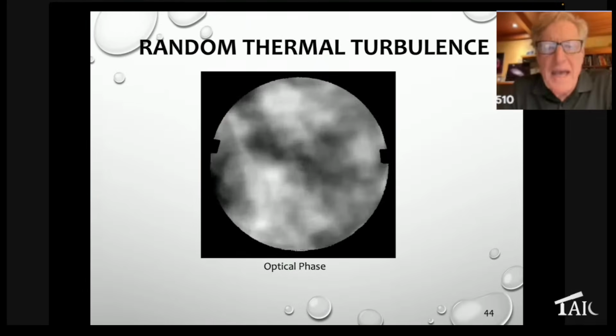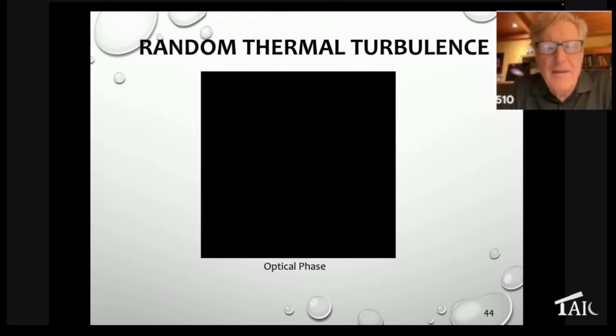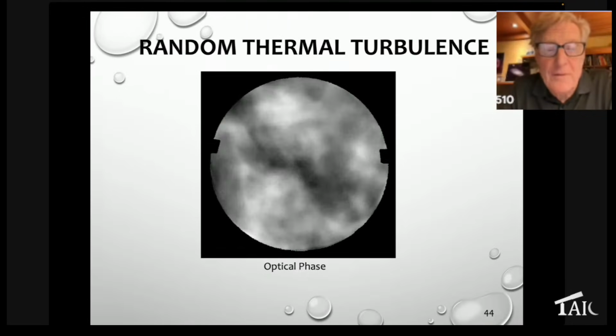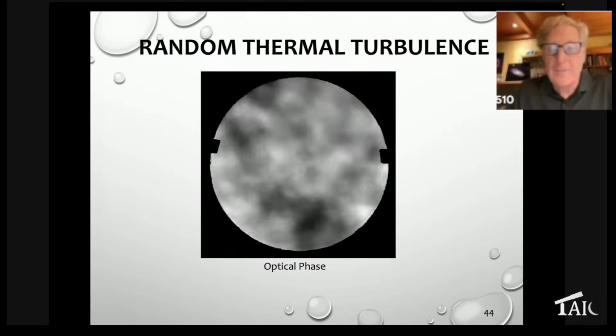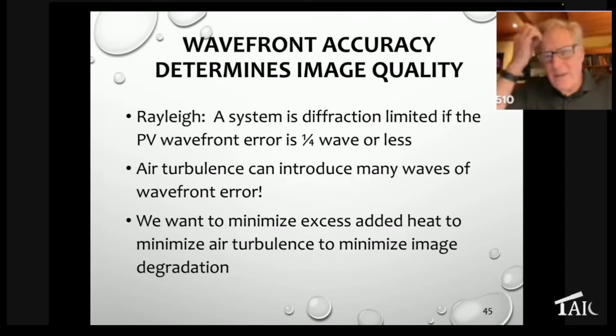This was just in the lab. This was just a 4-inch or 6-inch diameter test beam, and you can see what's happening to the optical phase. And you got to remember that the optical wavefront accuracy is what determines your image quality. Rayleigh tells us that the system is diffraction limited if the peak to valley wavefront error is a quarter wave or less. And air turbulence can introduce many waves of wavefront error.